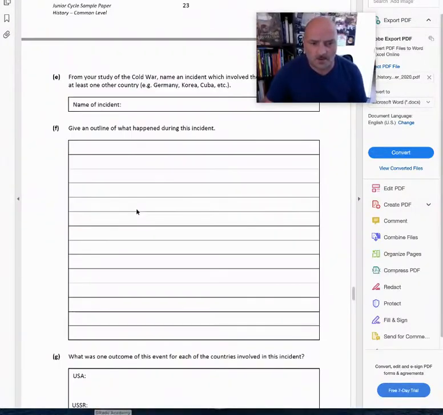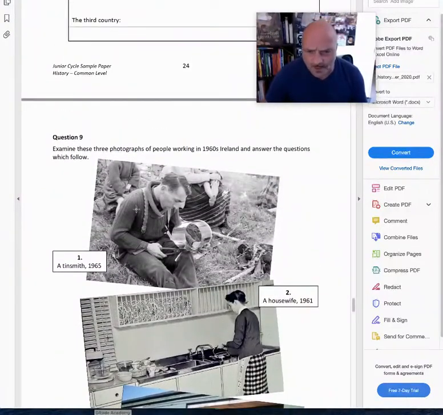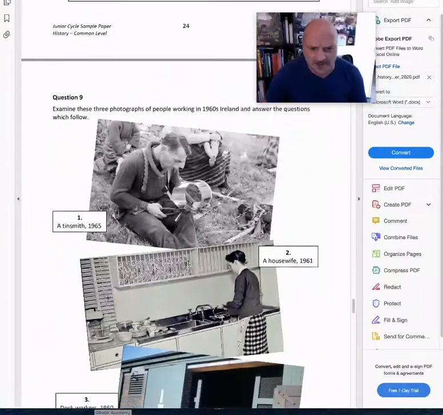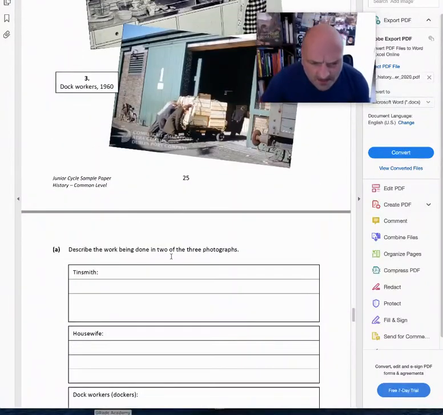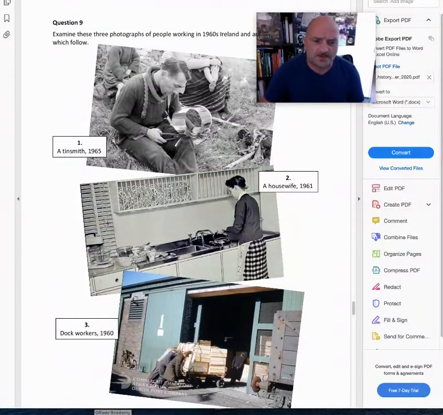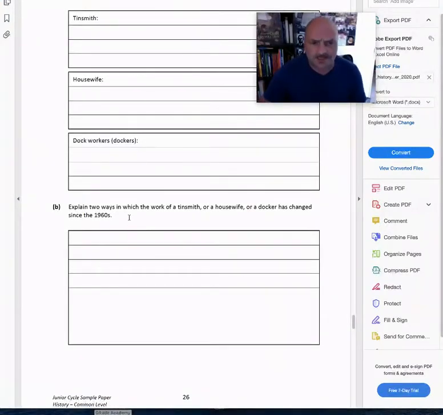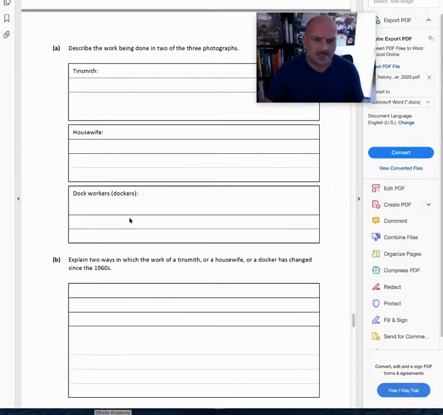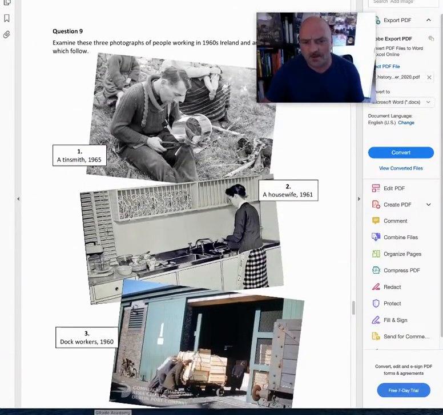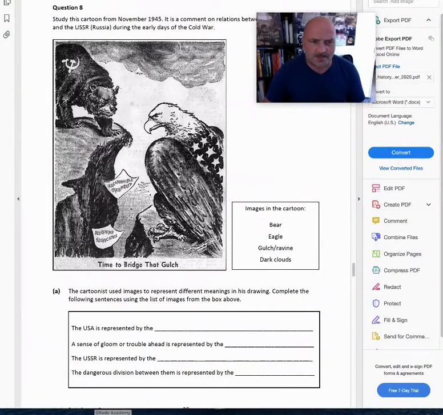Now I'll go way down to another section, question 9. 1960s Ireland, and answer the question which follows. Describe the work being done in 2 of the 3 photographs. So again, that's very much in front of you. You can get the answer from the photographs themselves. And B, explain 2 ways in which the work of a tinsmith or a housewife or a docker has changed since the 1960s. And of course, that's moving towards background knowledge rather than what's on the paper.